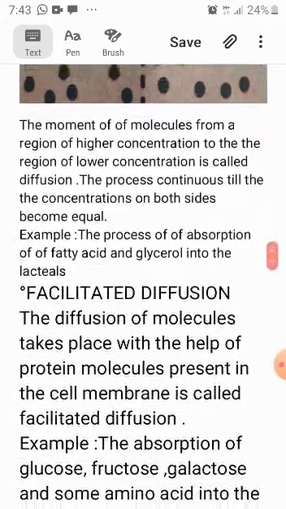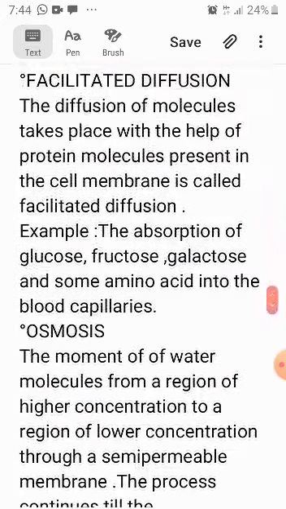The second one is facilitated diffusion. What is facilitated diffusion? The diffusion of molecules that takes place with the help of protein molecules present in the cell membrane is called facilitated diffusion. It is like simple diffusion, with only one difference: the diffusion of molecules takes place with the help of protein molecules. These protein molecules are present in the cell membrane and help in the absorption of molecules.